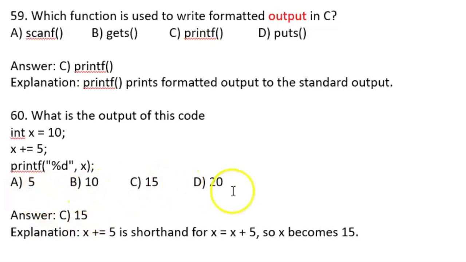The options are 5, 10, 15, 20. Here x is 10, then 10 plus 5 is 15, so x becomes 15. X appears on both sides, with one memory allocation; the other is used in int x, 10 is added to 5.